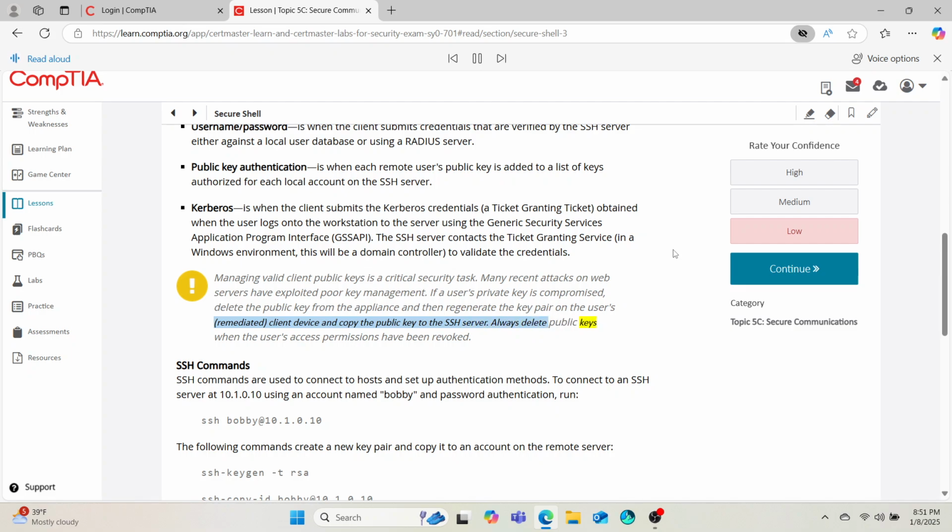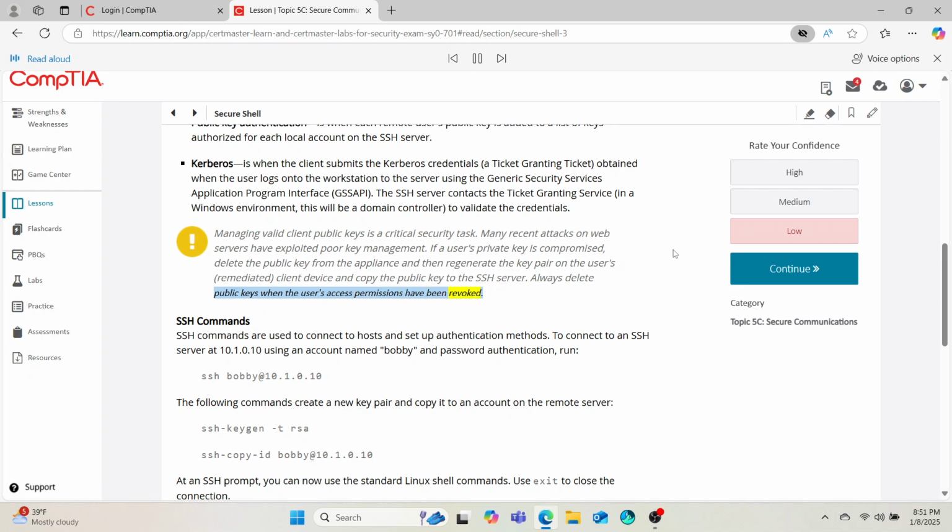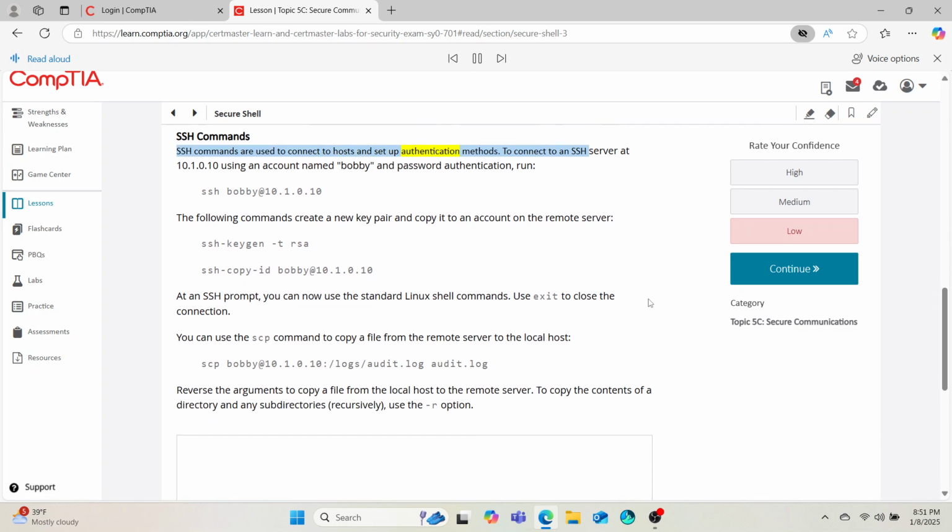Always delete public keys when the user's access permissions have been revoked. SSH commands. SSH commands are used to connect to hosts and set up authentication methods.